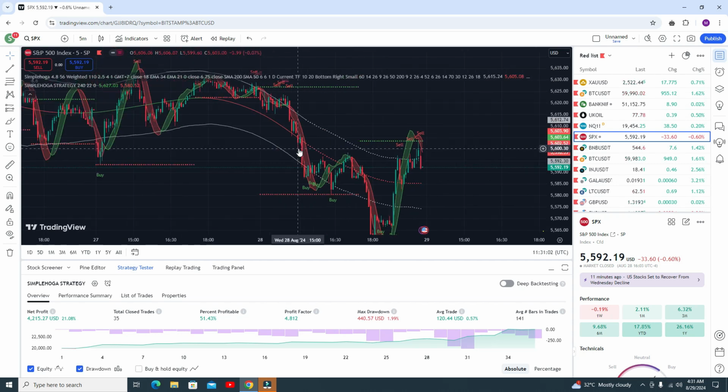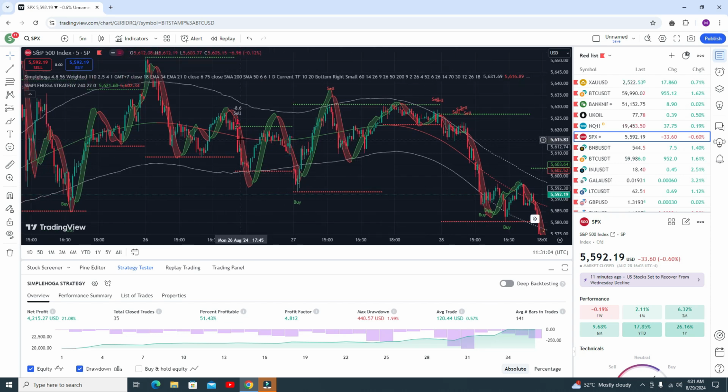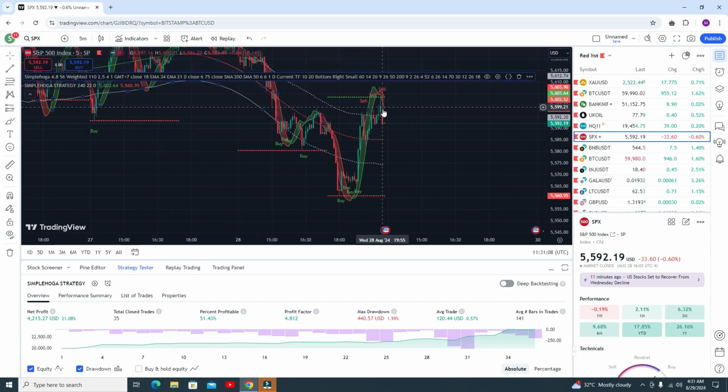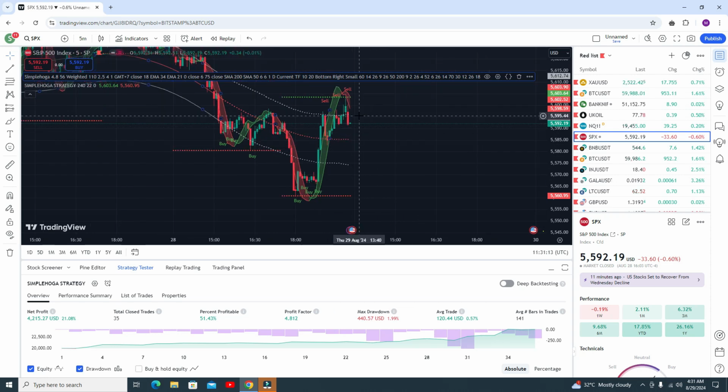Let me show you, here you got the sell signal, the first sell signal profitable. This is the most recent buy signal and sell signal in the SPX, and it will definitely give you the profit.